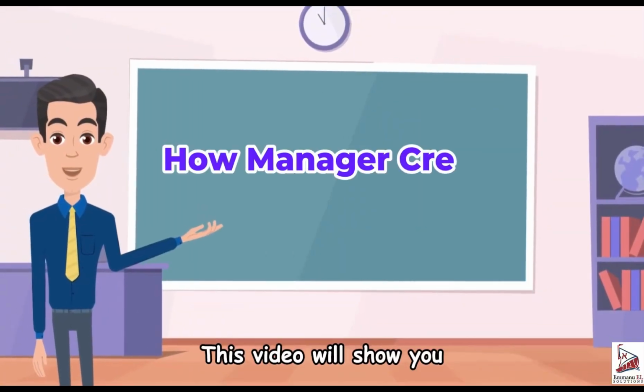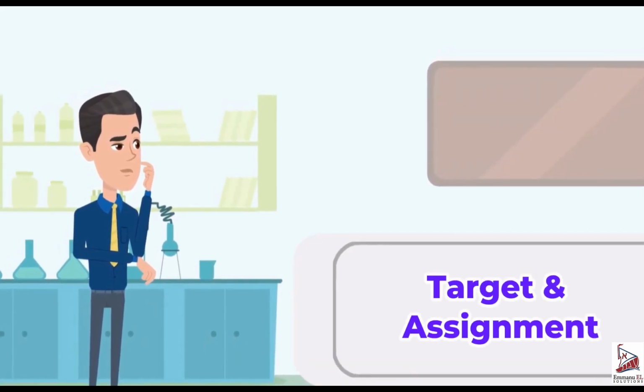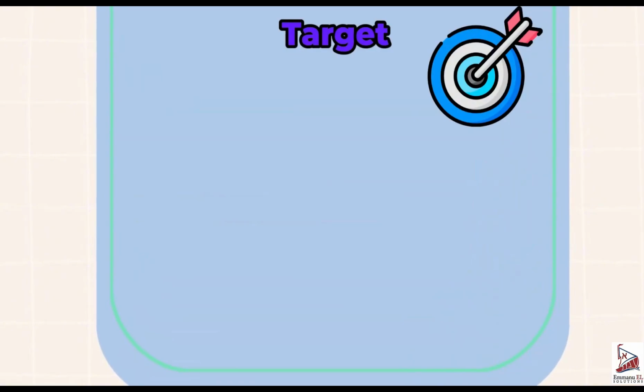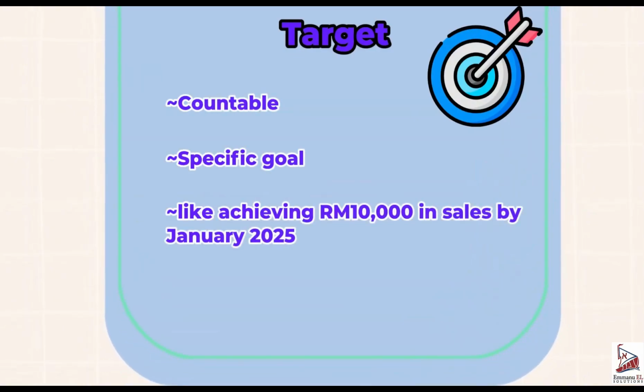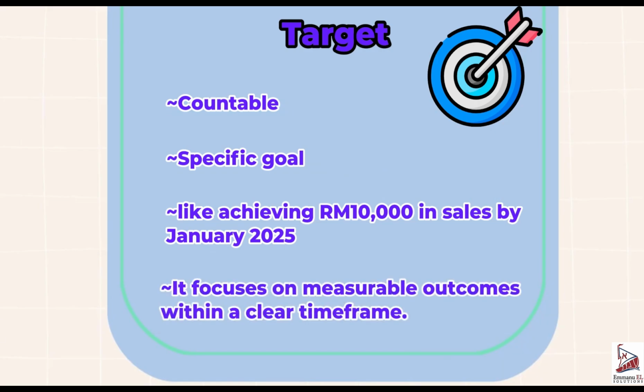This video will show you how managers create targets. Before we begin, let's quickly understand the difference between target and assignment in SQL Vision. A target is an accountable, specific goal, like achieving 10,000 ringgit in sales by January 2025. It focuses on measurable outcomes within a clear time frame.